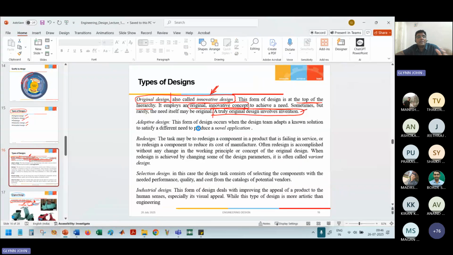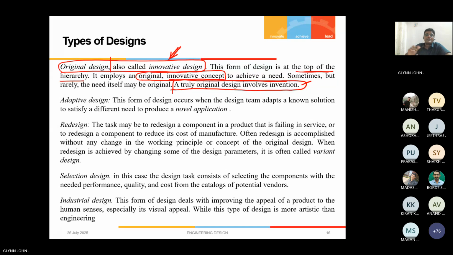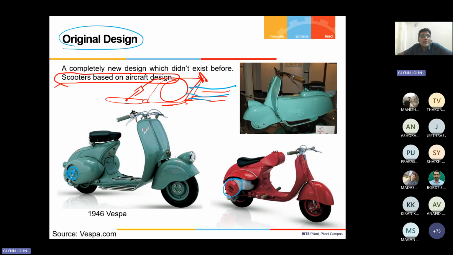Okay. Now coming to adaptive design. What do we mean by adaptive design? This form of design occurs when the design team adapts a known solution to satisfy a different need to produce a novel application. Again, looks very similar, but here also you're creating something new, right? Based on what you already know, right? So you're taking a known solution to satisfy a different need to produce a novel application, right?